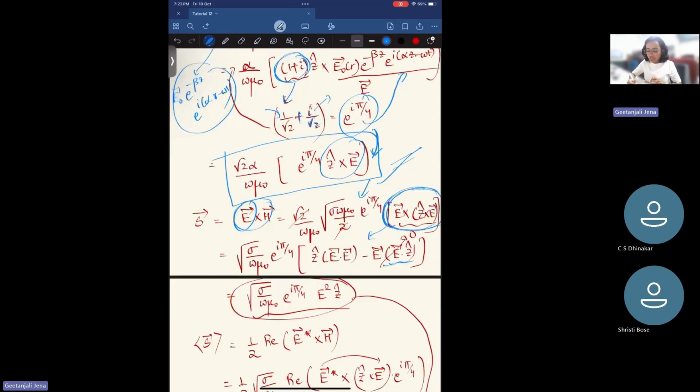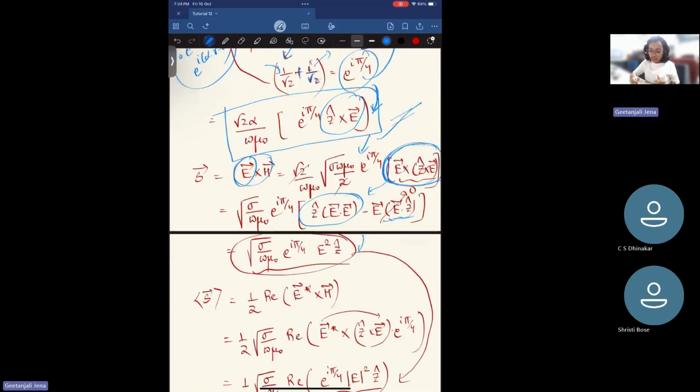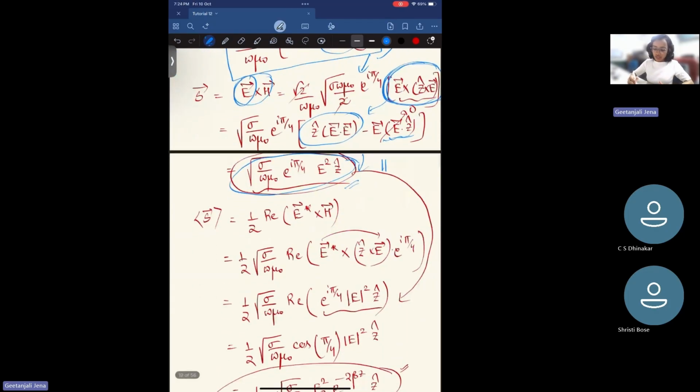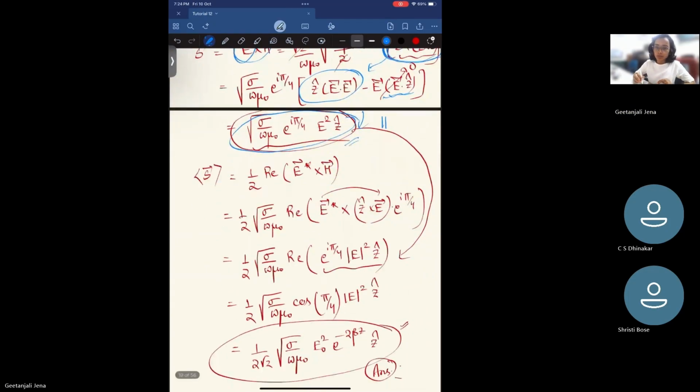This part will be 0 because the propagation vector is perpendicular to the plane in which the electric field is oscillating. So E dot z, where z is the propagation direction, is 0. So we are left with z times E squared. That means we get the Poynting vector as this expression. Okay, is this fine up to this?